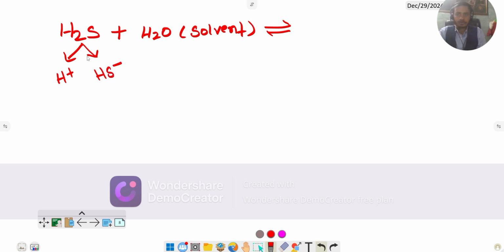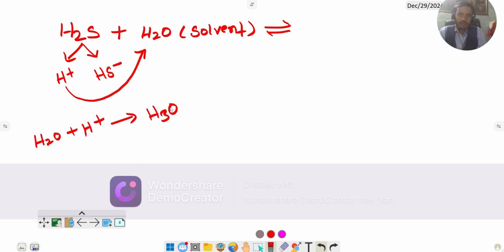Now from H2S, the H plus ion is going to be donated to H2O. You know that if water reacts with H plus ion, it will produce the hydronium ion, that is H3O plus ion. So in the product you get HS minus plus H3O plus.